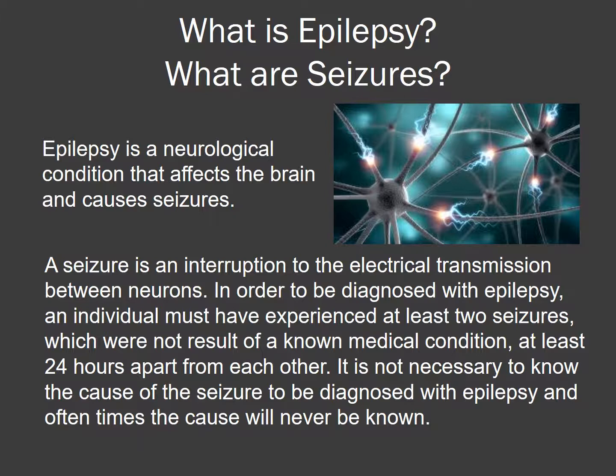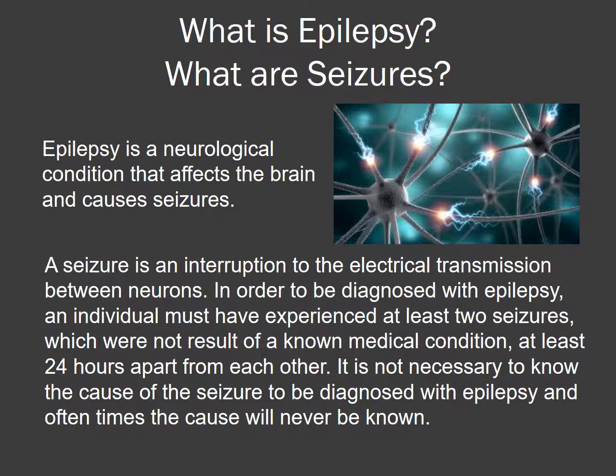So to start with, we need to have a good understanding of what epilepsy is, and more specifically, what seizures are. To understand epilepsy, we need to realize that it is a neurological condition that affects the brain and causes seizures. It's a pretty basic explanation. It gets a little more tricky when it comes to understanding a seizure. A seizure is an interruption to the electrical transmission between neurons.